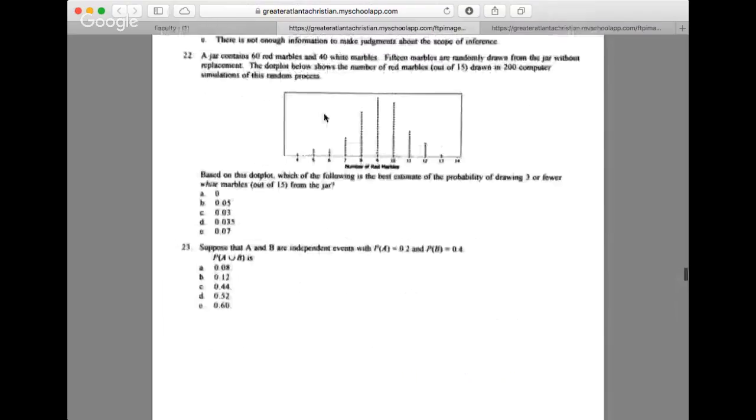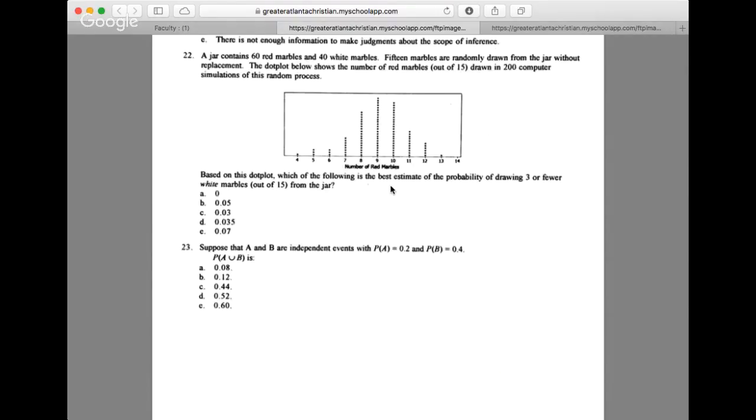If I need to show work, I will. So a jar contains 60 red marbles and 40 white. Okay, fair. 15 marbles are randomly drawn from the jar without replacement. The dot plot below shows the number of red marbles out of 15 drawn in 200 computer simulations. What does this sound a heck of a lot like?